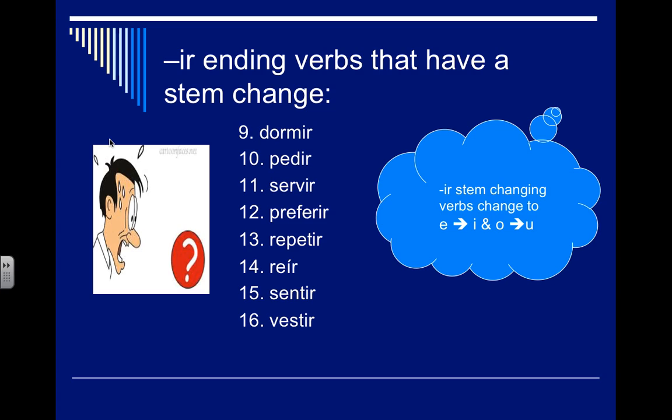Now note, for instance, number 12, preferir. Preferir is a verb that changes E to IE, but not when you want to make it a present participle. That second E is only going to change from E to I. So please complete the other 7 and write the present participle to part 1 of the handout given to you.